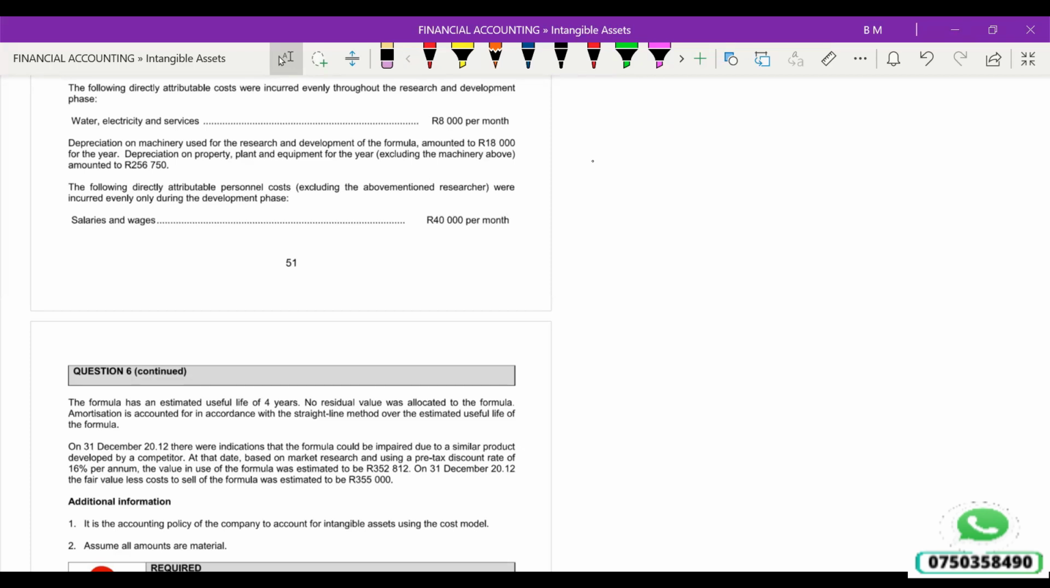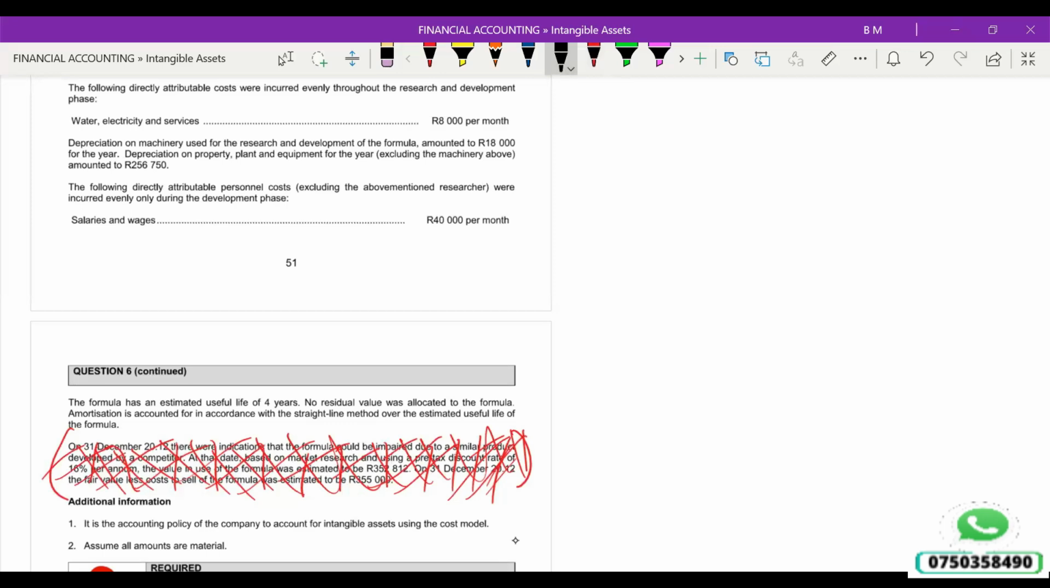So we are saying that, okay, for now, we're going to ignore this part, which is the impairment. We're going to do impairment in our next class. So we'll be dealing with our impairment in our next class.